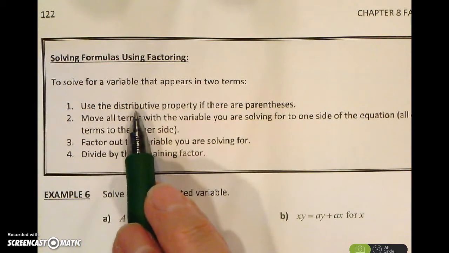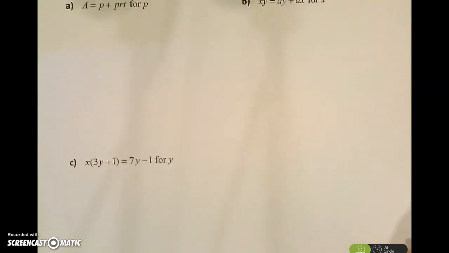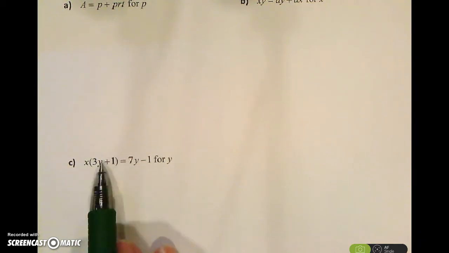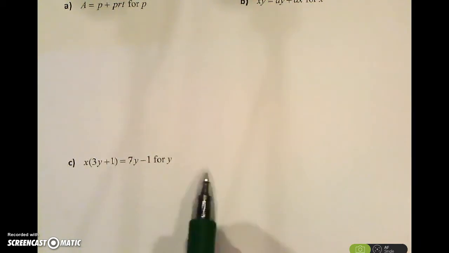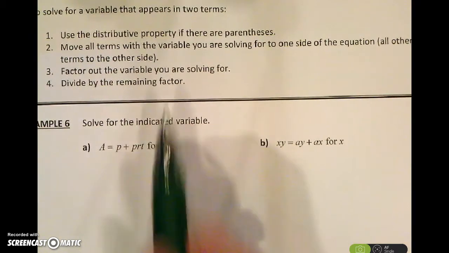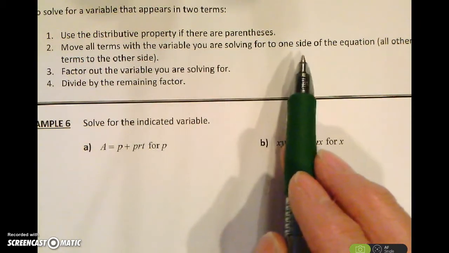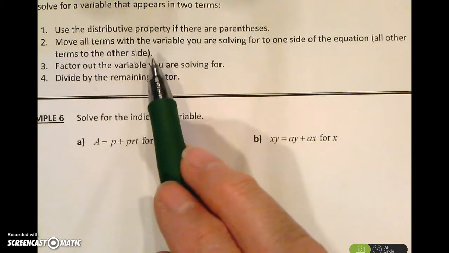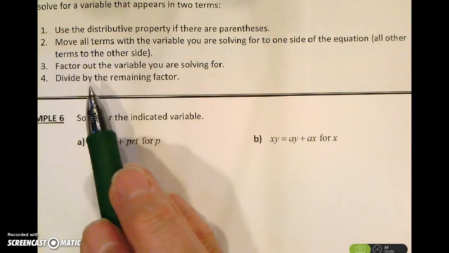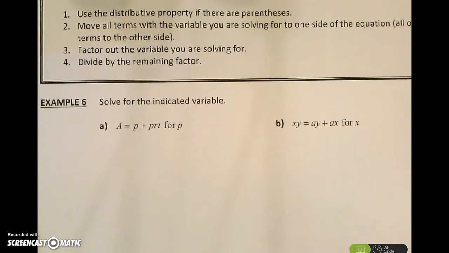We're going to use the distributive property if there are parentheses. For example, as in example C, we will distribute to get rid of the parentheses so that we have just a series of terms. That would be our first step. The second step is we're going to move all the terms with the variable that you're solving for to one side of the equation and all the other terms to the other side. Then we're going to factor out the variable you're solving for, and then we're going to divide by the remaining factors. So let's put some sense to those four steps.